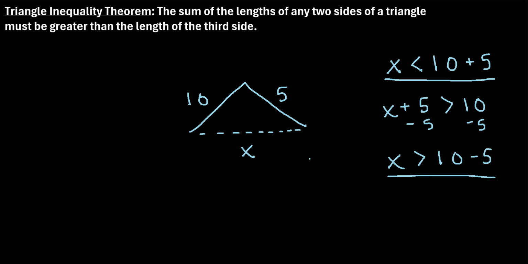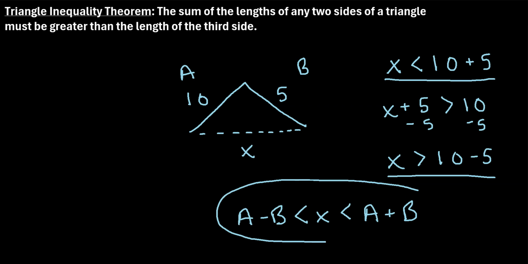Now, if we want to generalize this rule, let's say we call this side, this 10, A, and let's say we call this side B. What we can say is x has to be less than A plus B. So let's write that right here. x has to be less than A plus B. And at the same time, x has to be greater than A minus B. So we'll say x is greater than A minus B. So here is the rule that you can always use to find the possible range of values for x, the third side of a triangle, if you know the other two sides, A and B.